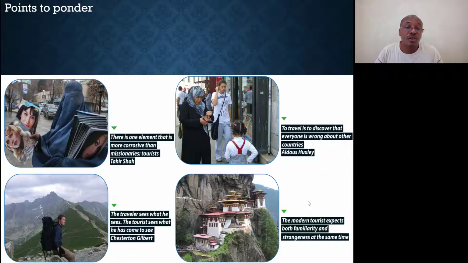Well, the third quote: the traveler sees what he sees, the tourist sees what he has come to see. Well, yeah, package tours, especially, because everything is preplanned. You know what you're going to see and all of that. And actually, there's no fun in knowing exactly what you are going to see. So be a traveler. The next one: the modern tourist expects both familiarity and strangeness at the same time.